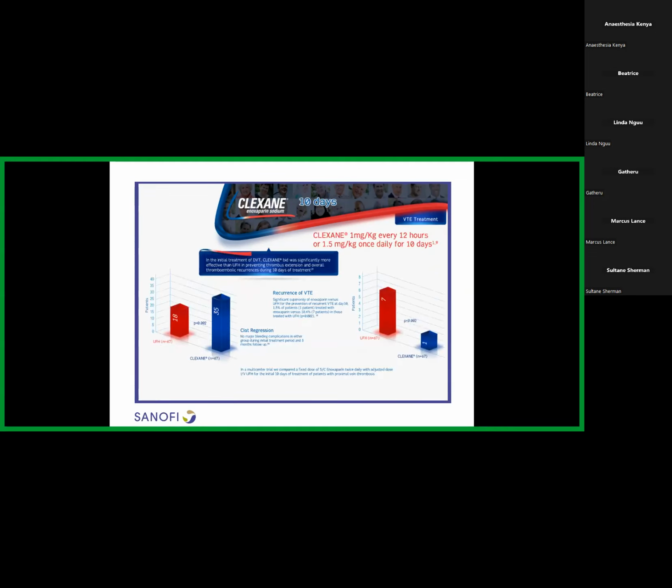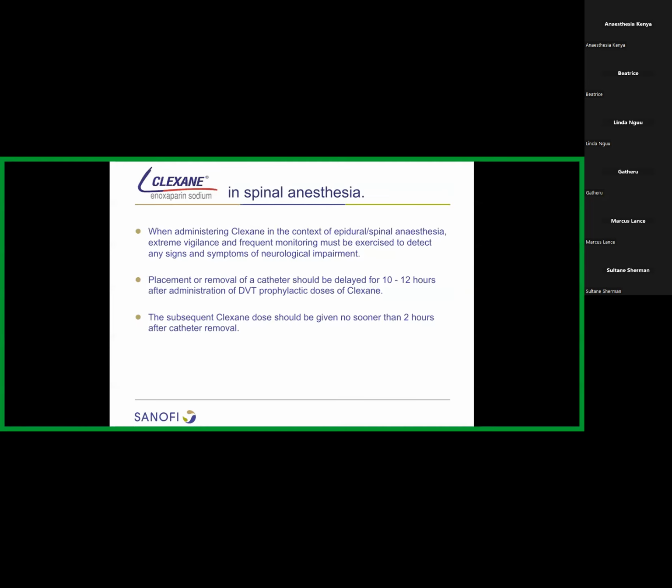And for your patients who are already diagnosed with a DVT, when you are doing treatment, we recommend that you give Clexane 1 mg per kg every 12 hours, that is BD, or once daily for 10 days, or at least until the risk is taken care of. I hope that is very clear.